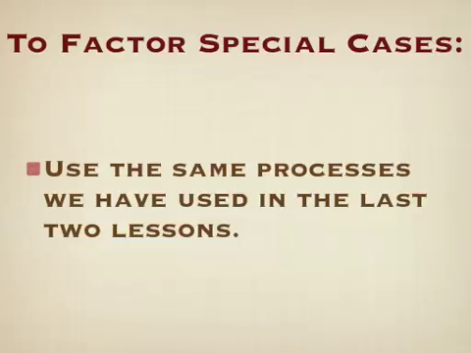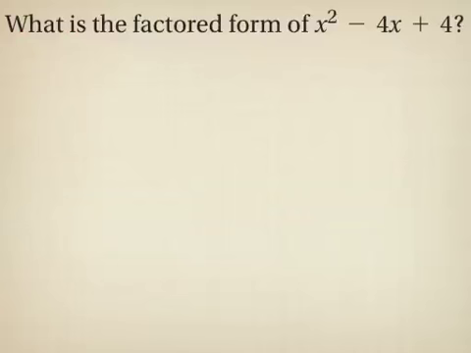But to factor special cases, with the exception of one, I am just going to say to use the same processes we have used in the last two lessons. So find your factors of C or AC, depending on the type of trinomial that you're given, and then make sure that they have a sum of B and factor it that way. An example of this says, what is the factored form of x squared minus 4x plus 4?